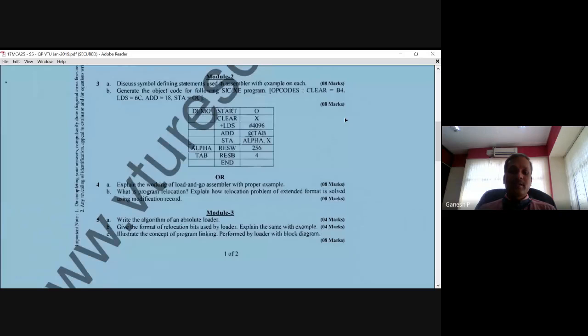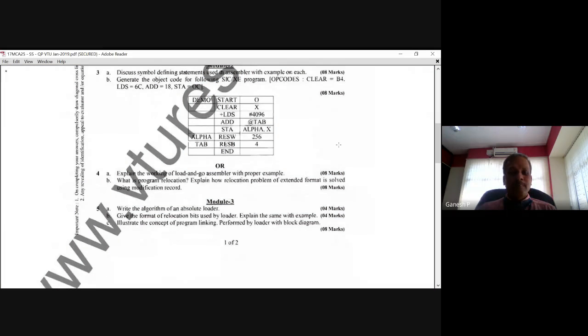Next, what is program relocation? Explain how program relocation is done. For extended format, it is solved using the modification record. So very straightforward question. Again, it was asked in the last question paper also. Now also it is being asked: explain the relocation, how it is being done. Okay, so this is how the second module is.